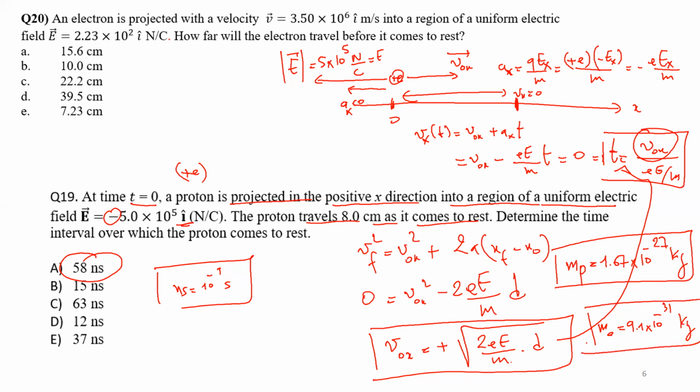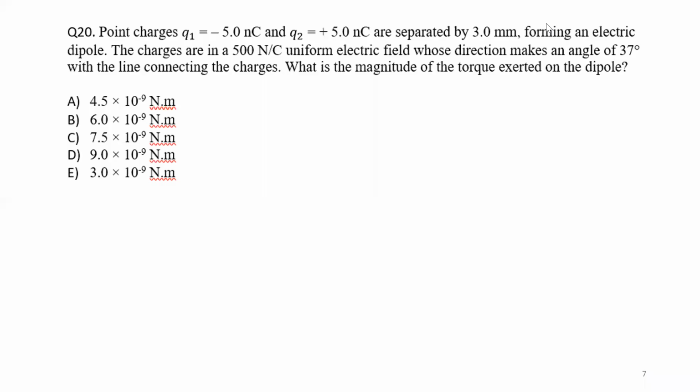Okay, good. Next question. So we have two point charges, Q1 that has this charge and Q2 that has plus this, okay? So Q1 is minus 5 nanocoulomb and Q2 is plus 5 nanocoulomb. And they are separated by a small distance of 3 millimeters. They form an electric dipole, okay? So these two are forming an electric dipole.